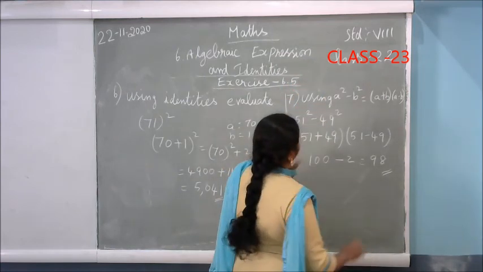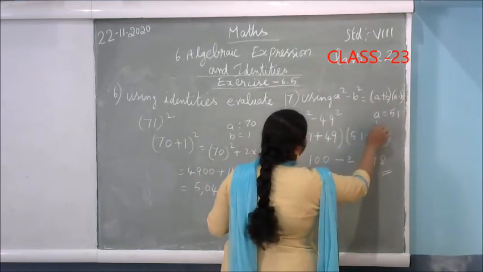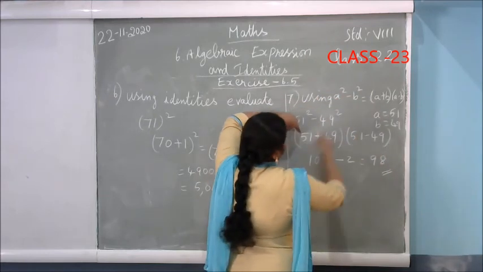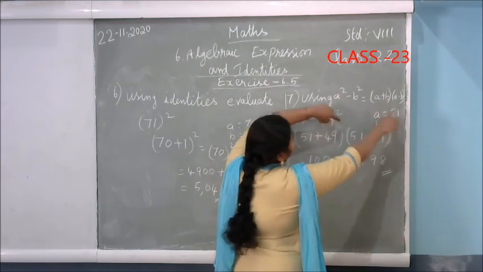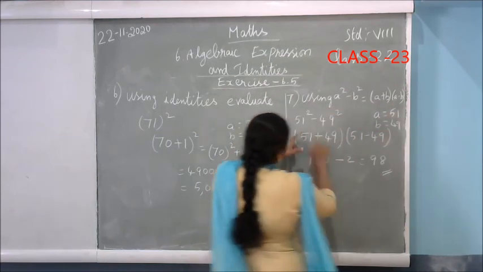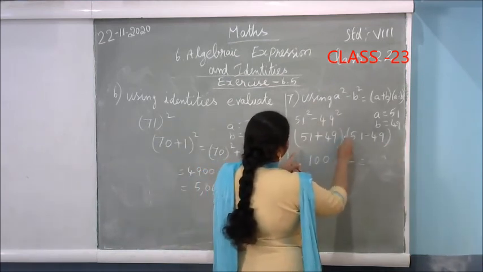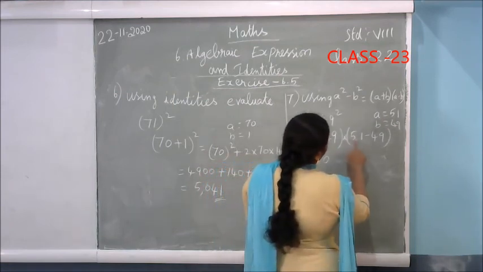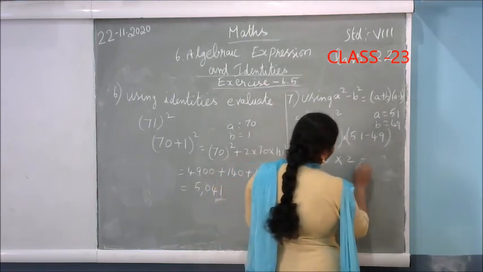Seventh one is using this formula, that is the third identity. You have to simplify this one. Instead of a, 51 is there, instead of b, 49 is there. If you multiply, a plus b, 51 plus 49, into a minus b, 51 minus 49. If you simplify this one, you will get the answer. You will get this two-term multiplication. 51 plus 49, you will get the answer 100, and 51 minus 49, you will get the answer 2. So 100 into 2, you will get the answer 200.